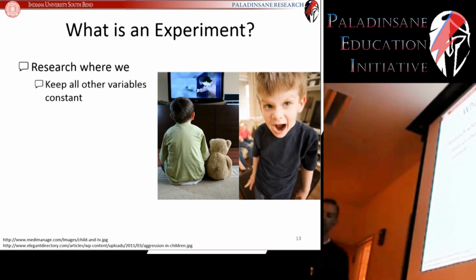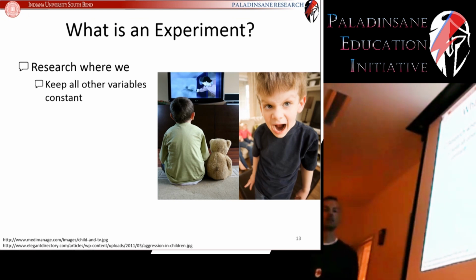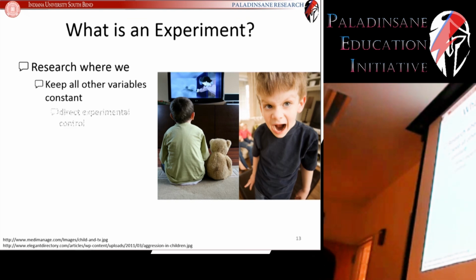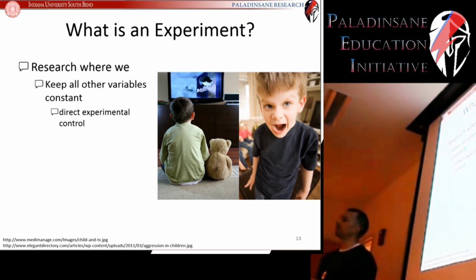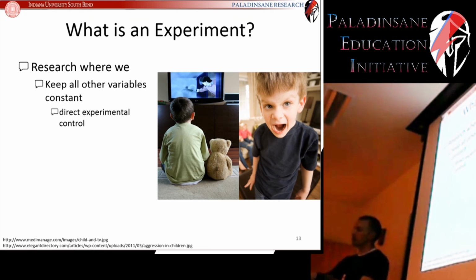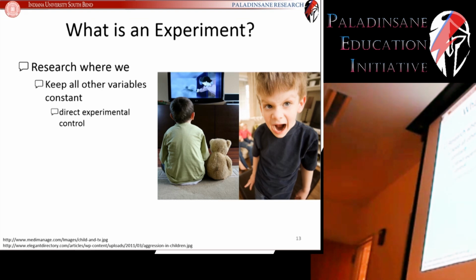So importantly here, you want to keep all your other variables constant. One of the key features of experiments is that only the independent variable changes, or only the independent variable is different between groups. You can have multiple independent variables, but those are what are different between the groups, and you want to keep all other variables constant. So that's a part of that direct experimental control, where you control every aspect of the experiment so that you keep everything else constant, so that you have only differences because of the independent variable.